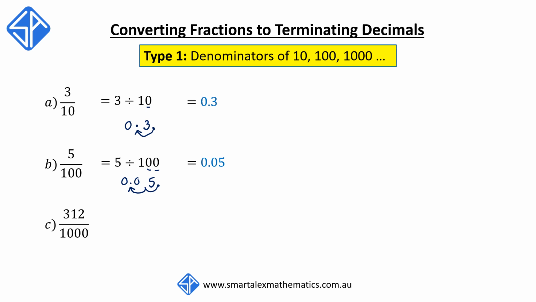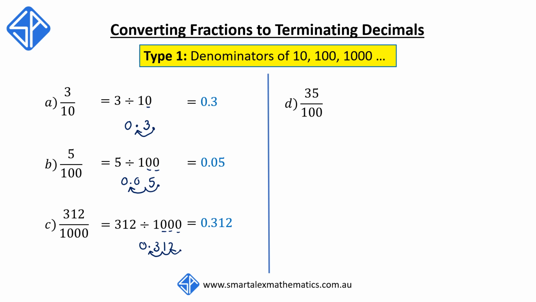Next, we have 312 over 1000. This is the same as 312 divided by 1000. So we write 312 with the decimal point at the end. Since there were three zeros, we move the decimal point 3 places to the left. And so we get 0.312.